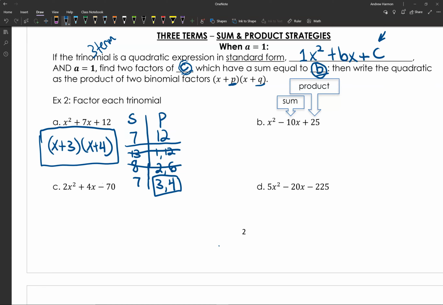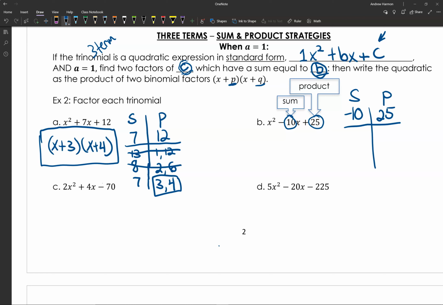So again, we always want to find the product of the last number and the sum of the b term. So here we go. We want a sum and a product. We want a sum of negative 10 and a product of 25. If I need to multiply to get a positive number and add to get a negative number, that means both these numbers have to be negative.